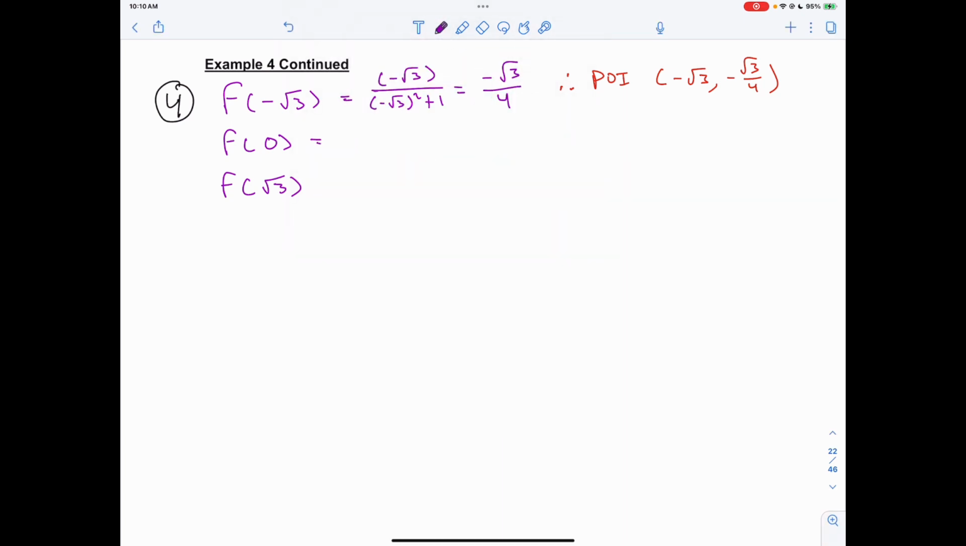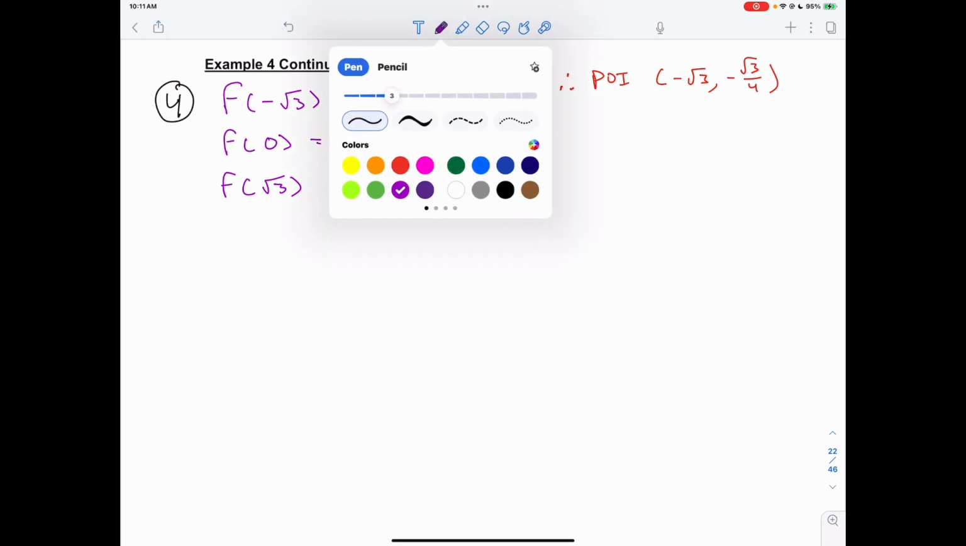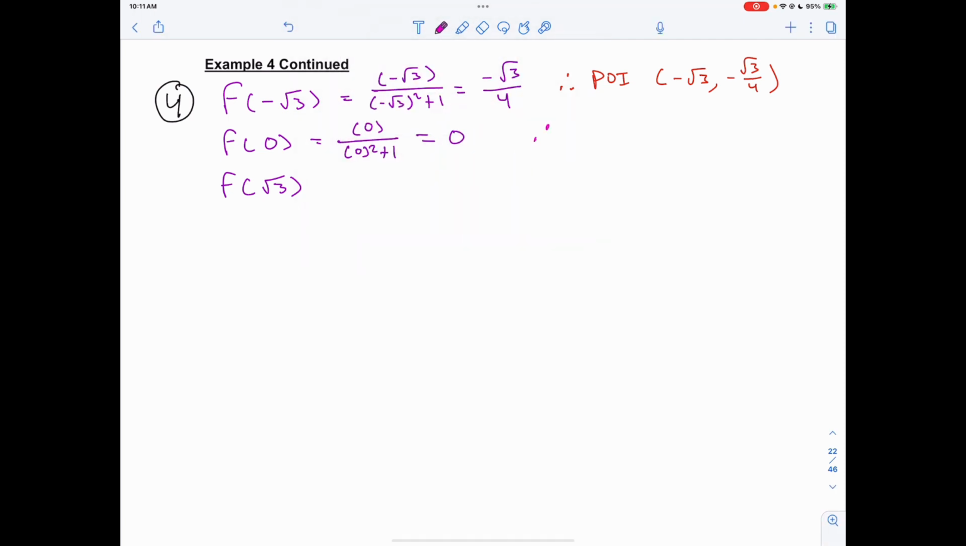For 0, it's going to give me 0 over 0 squared plus 1, which is just going to give me 0. And this one is going to have a point of inflection at 0, 0.